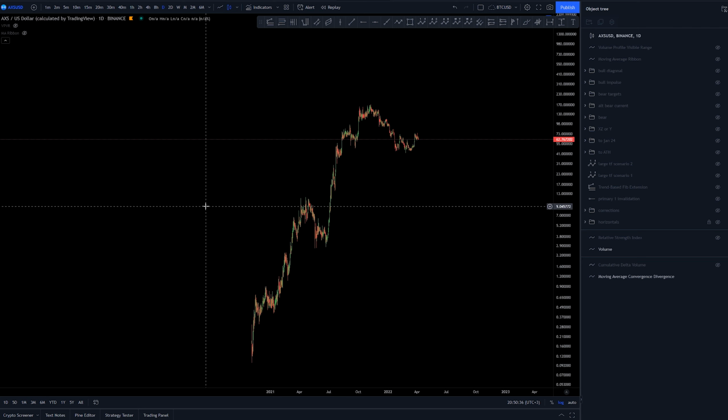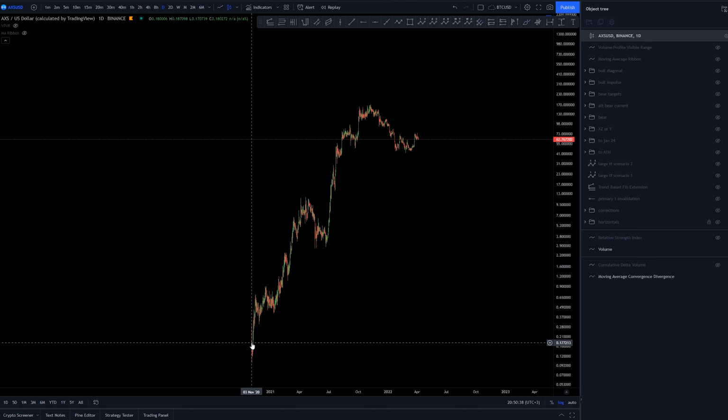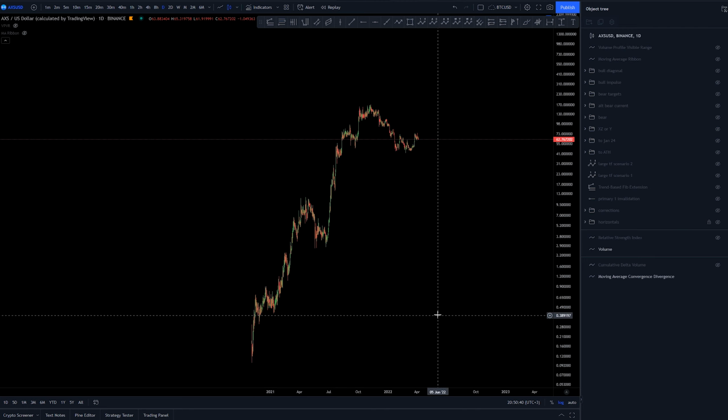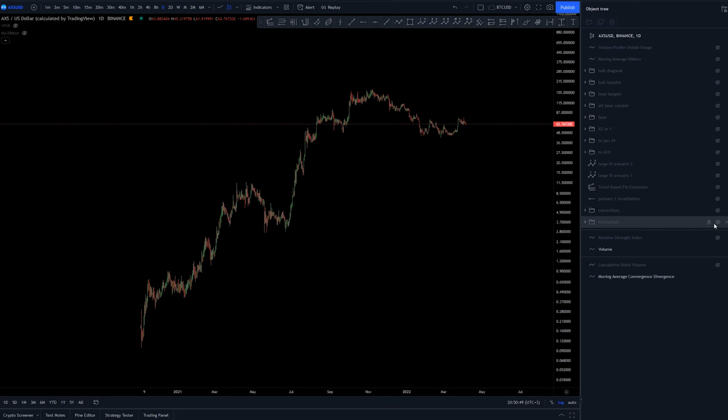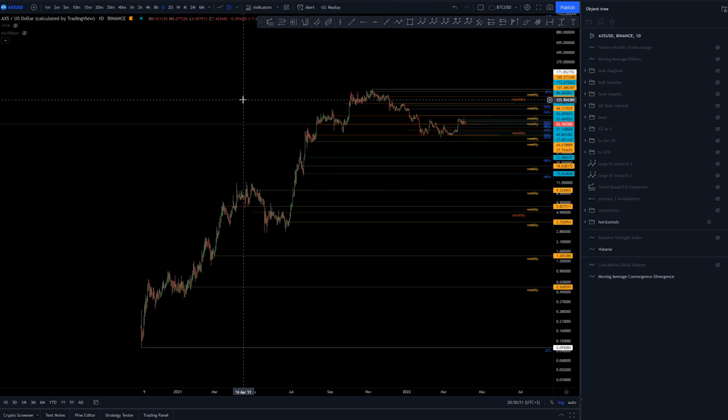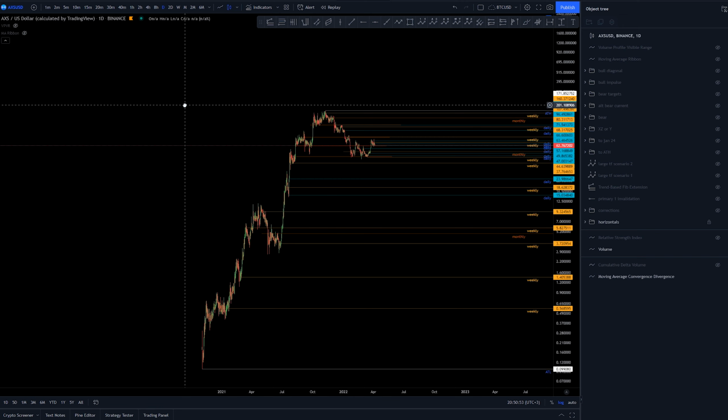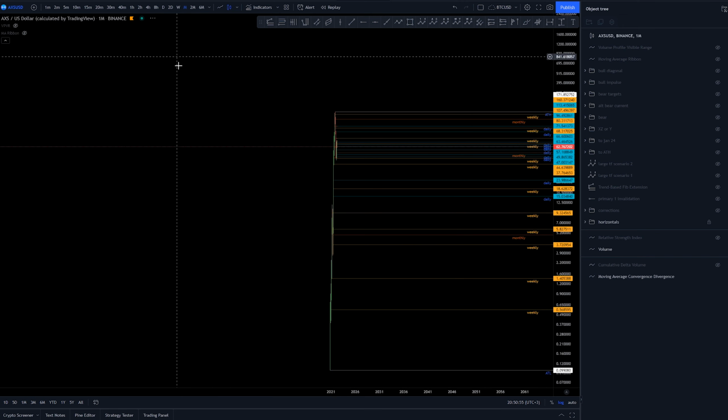This chart is from Binance and contains price information all the way from November 2020. We're going to be using mostly logarithmic scale on this video and mostly going to check out some Elliott Wave counts. Before we go into Elliott Wave counts, I'll show you some of the levels that we're playing with.